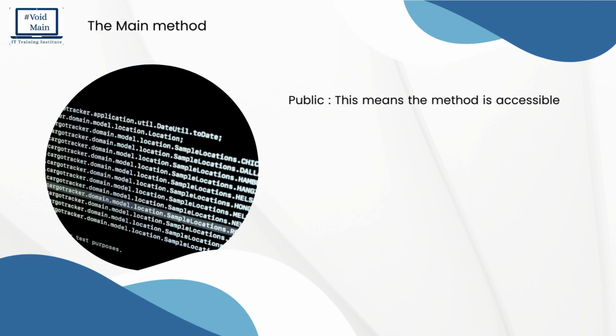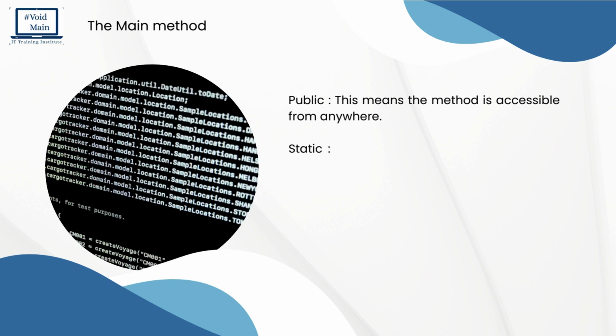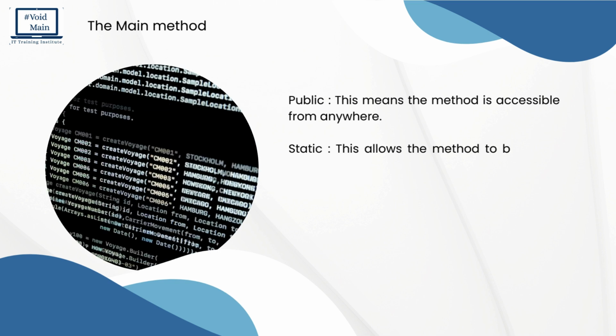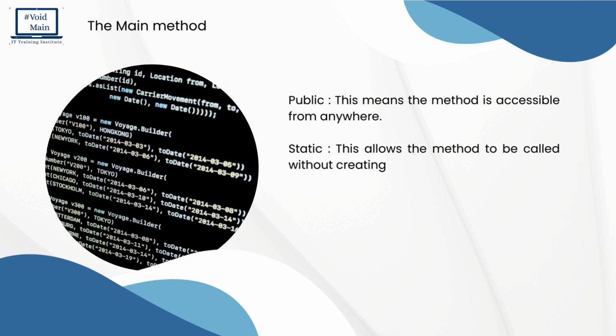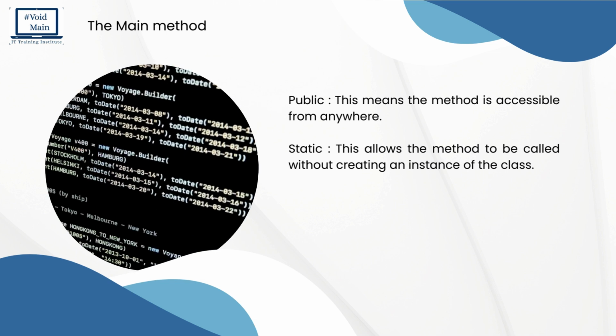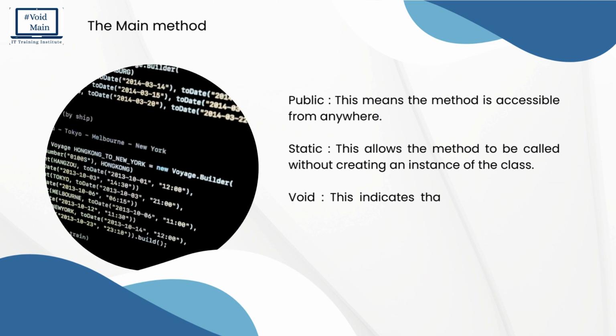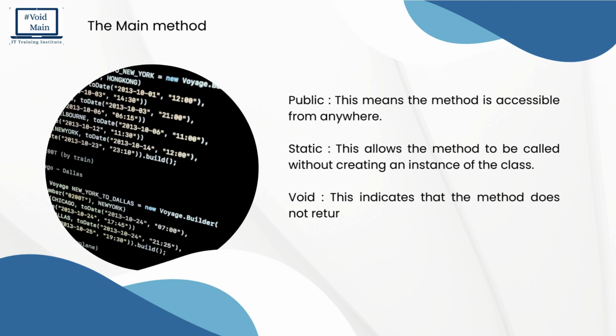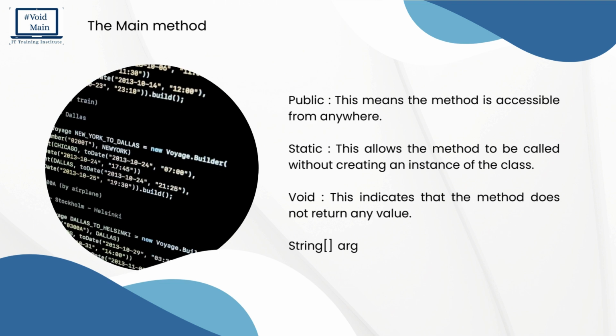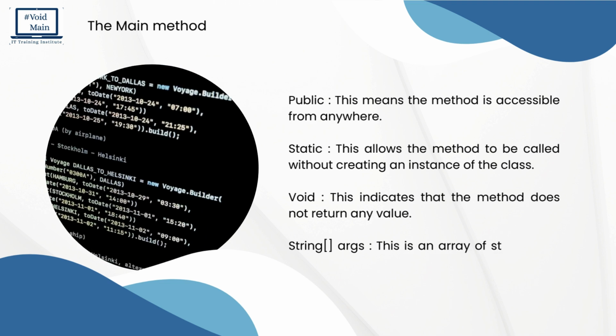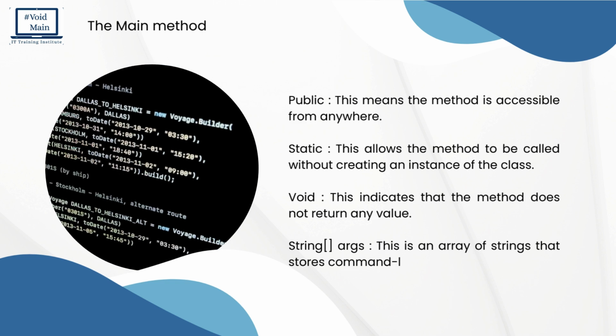Public, this means the method is accessible from anywhere. Static, this allows the method to be called without creating an instance of the class. Void, this indicates that the method does not return any value. String args, this is an array of strings that stores command line arguments.